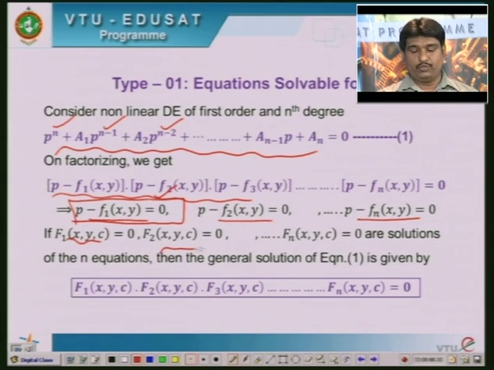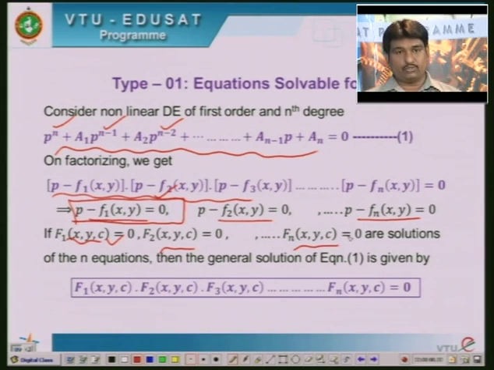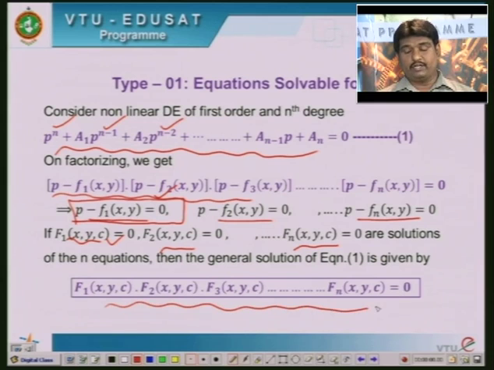Let f1, f2, etc. up to fn be solutions of these n differential equations. The solutions may contain arbitrary constants c1, c2, c3. I have written c throughout because without loss of generality I can assume c throughout. Even if it contains c1, c2, c3, etc. up to cn, in the final solution you can replace them by one constant c, because finally it is a differential equation of first order, and as you know, the general solution of a first order differential equation contains only one arbitrary constant, and hence only one c throughout.